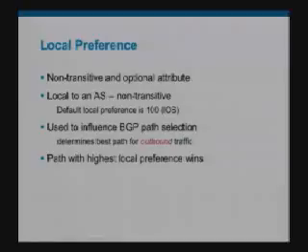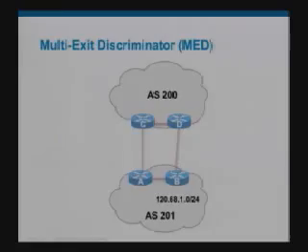Summarizing, it's a non-transitive attribute, so it's not passed from AS to AS. It's only visible inside your own autonomous system. It's optional. You don't have to set it. If it's not set, the default local preference in IOS is 100. It may be different on other implementations. It's used to influence path selection, determines best path for outbound traffic. So inbound routing announcements will influence outbound traffic flow. Highest local preference wins.